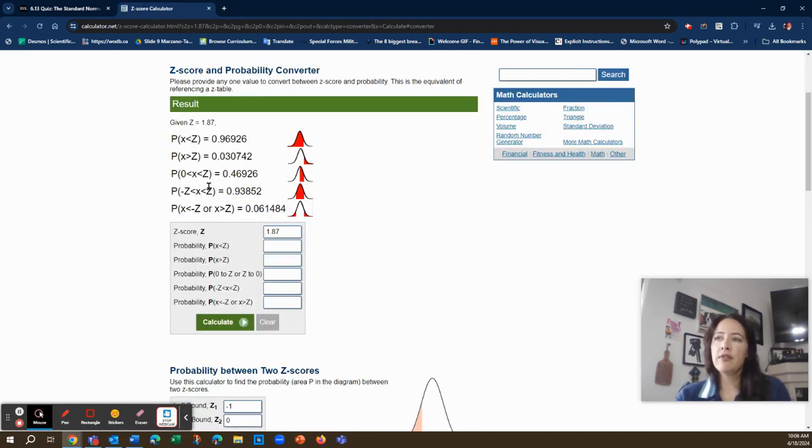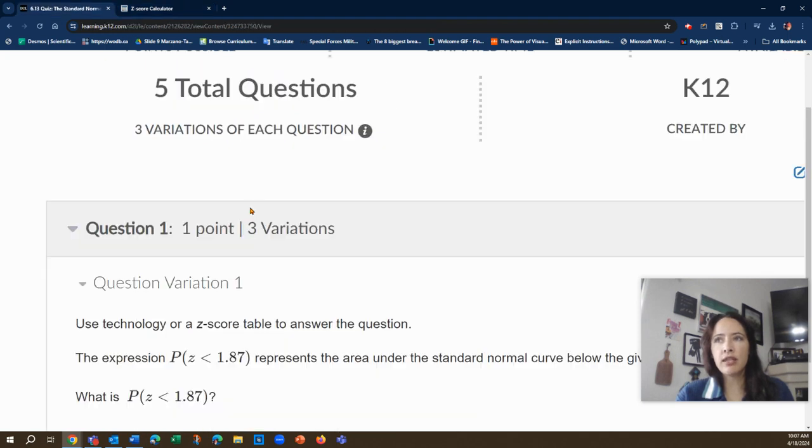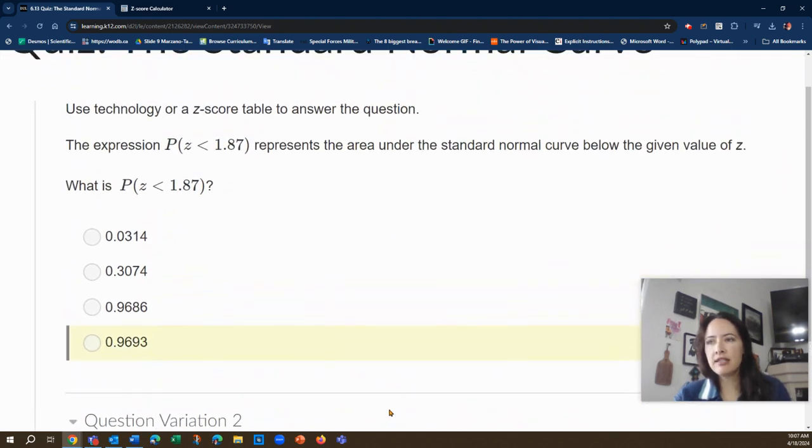And then they give you the less than, the greater than, the in between 0 and that, between the negative z and positive z, or the tail values. So that's what all of this information is. That comes in handy later on as you start to ask different questions about your data. But for now, they just want this one, less than. So 0.9693, rounded to the fourth decimal place: 0.9693.